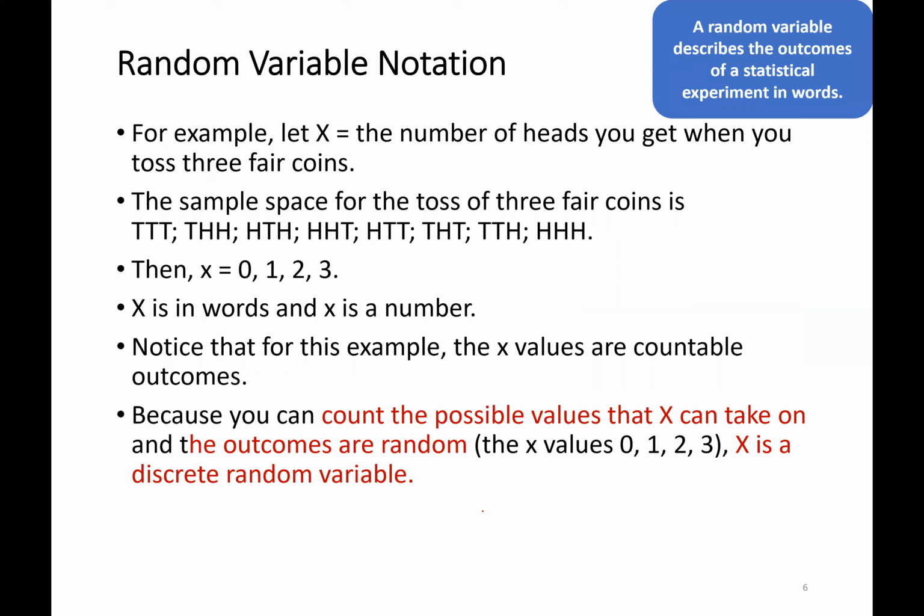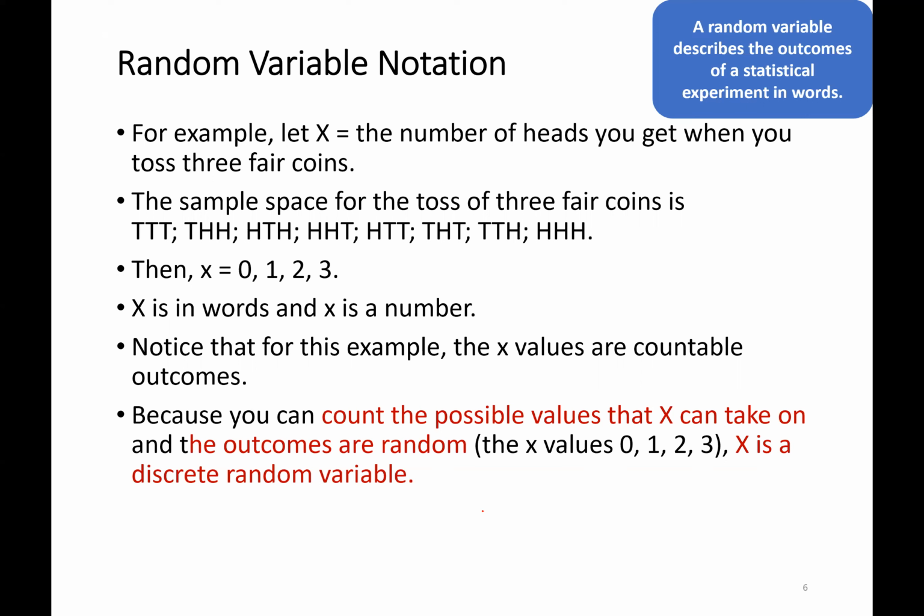For example, let capital X, the random variable X, be the number of heads you get when you toss 3 fair coins. So it's a description of the number of heads you get when you flip 3 coins. So the sample space for this experiment would be: you could get all tails, then you could get 2 heads, head, tail, head, head, head, tail, head, tail, tail, tail, head, tail, tail, tail, head, or all heads. So what values can your random variable take on?